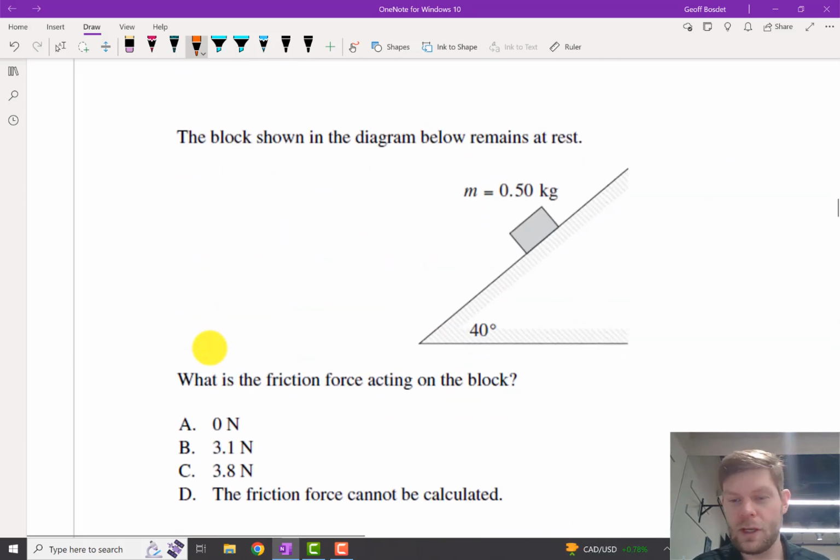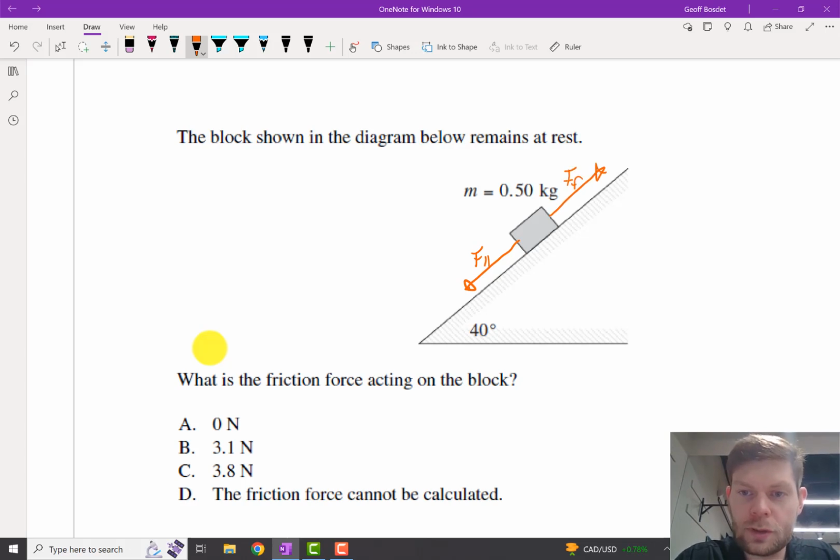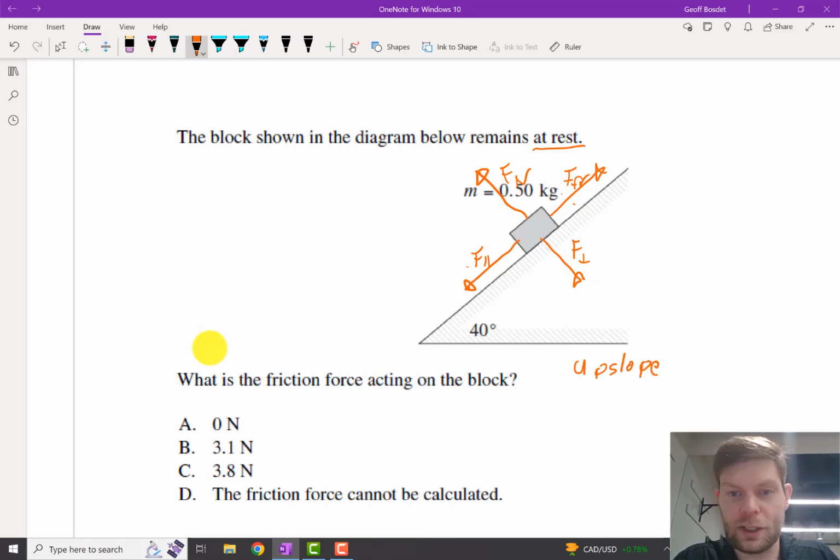Next guy. Block shown in the diagram below remains at rest. What's the friction force acting on the block? If we component diagram this, we got F parallel downslope. We got friction upslope. We got F perpendicular into the slope, and we got normal out of the slope. Now, these are the two we're interested in because we want to find friction, and we know it's at rest. If it's at rest, that means our upslope has to equal our downslope. And we have enough information to calculate F parallel, which must be equal and opposite to friction.